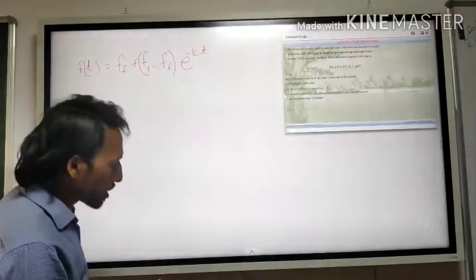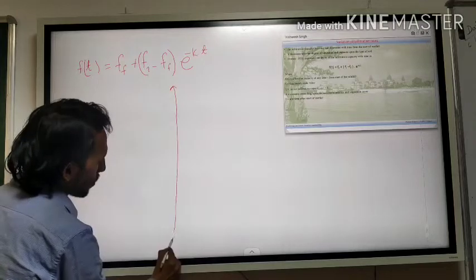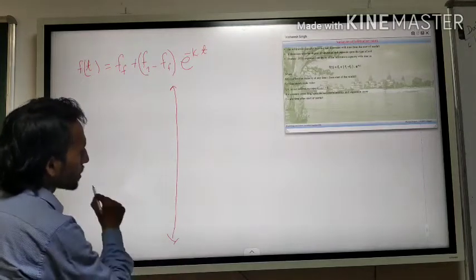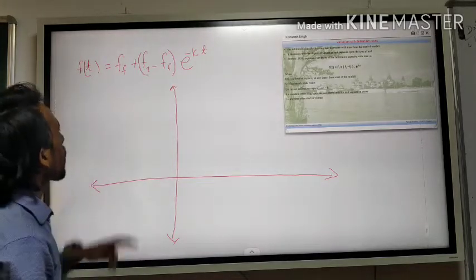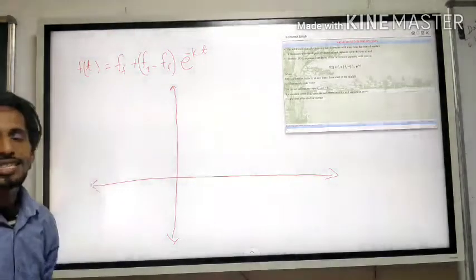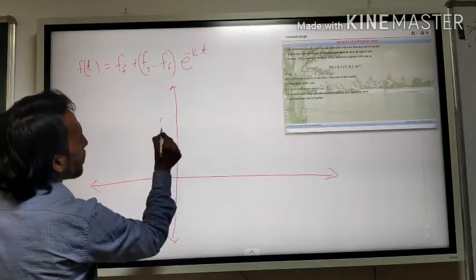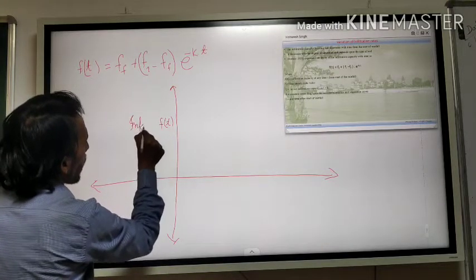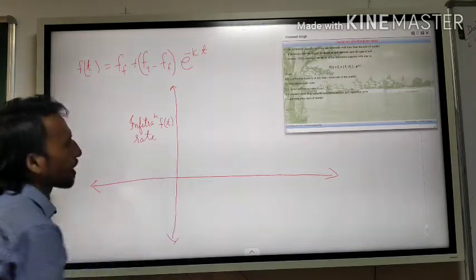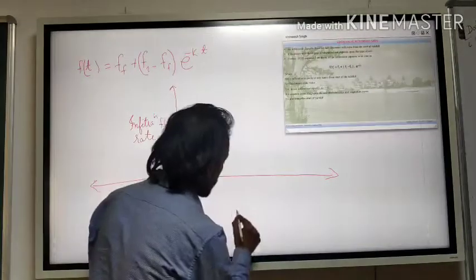Okay, so let's try to draw this curve. Let us say this is your Cartesian coordinates. Now on the y-axis it is infiltration rate, so on the y-axis it is Ft, or you call it infiltration rates, and on the x-axis it is time.